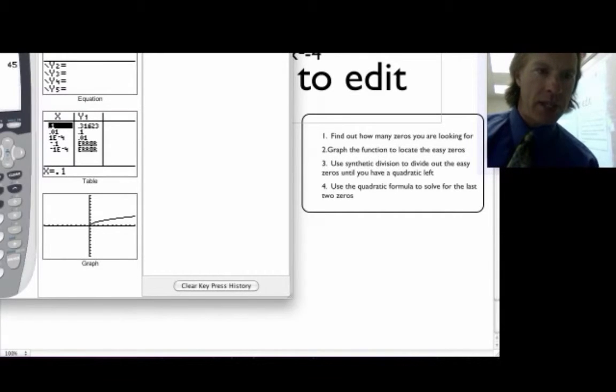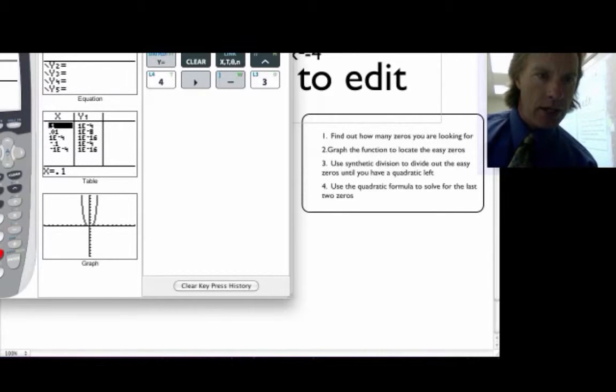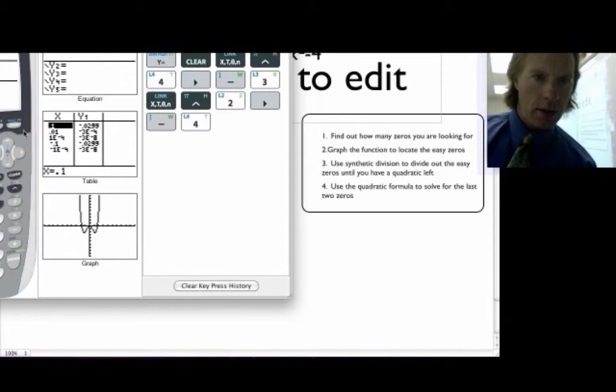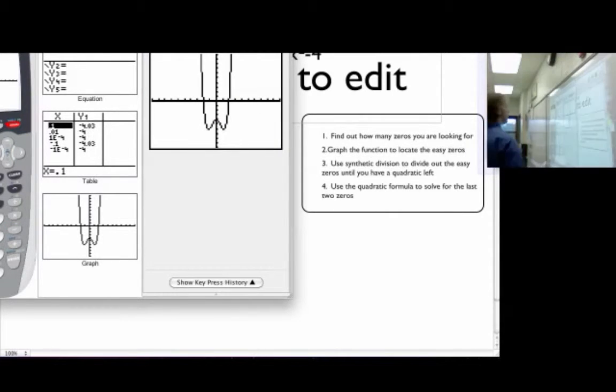I should have had this typed in already. Sorry about that. All right, help me out now. X to the fourth. Hold on, no, this is kind of funky. I got to figure this out. Was it minus? Yeah. Minus 3x squared. Subtract 4.